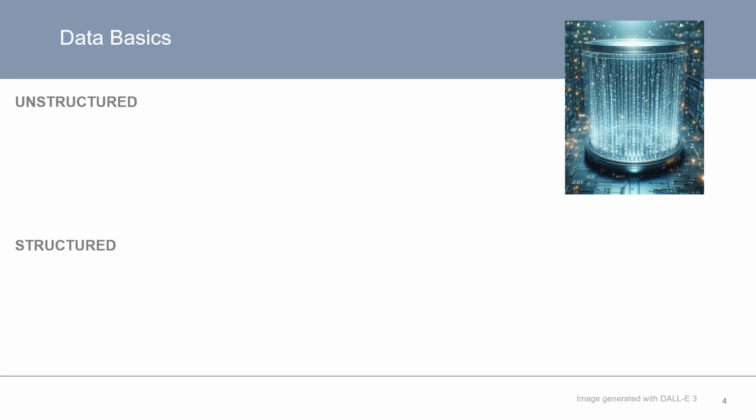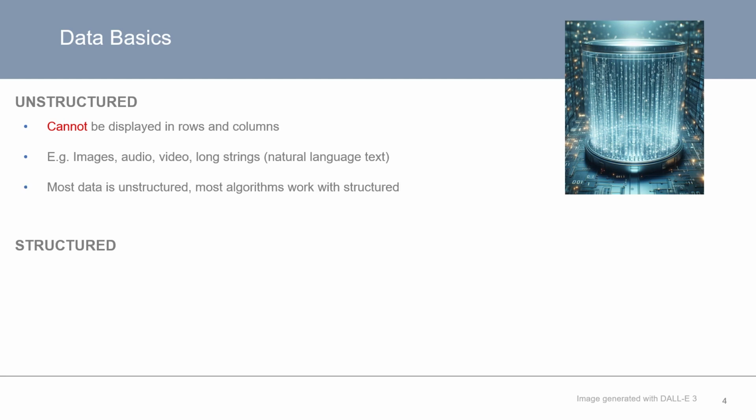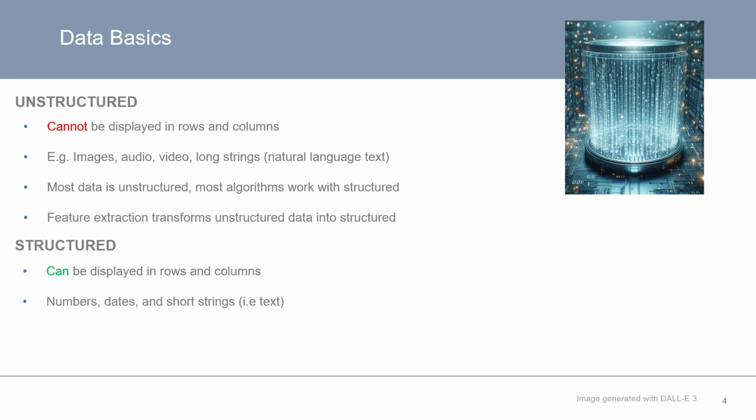Specifically, let's distinguish unstructured from structured data. Unstructured data can't be displayed in rows or columns. This includes data such as images, audio, video, and long strings, otherwise known as natural language text. In practice, most data is unstructured, and most algorithms work with structured data. A process known as feature extraction can be used to transform unstructured data into structured data. Structured data, on the other hand, can be displayed in rows and columns, and it includes data values such as numbers, dates, and short strings of text.